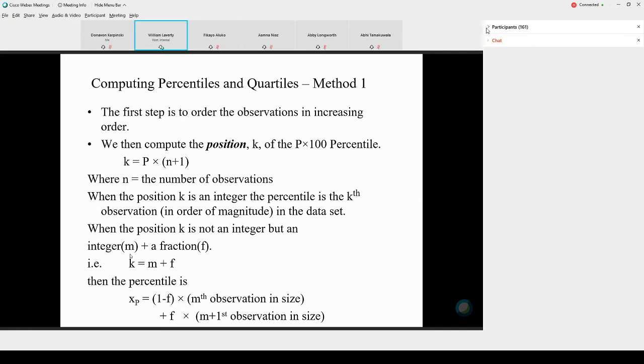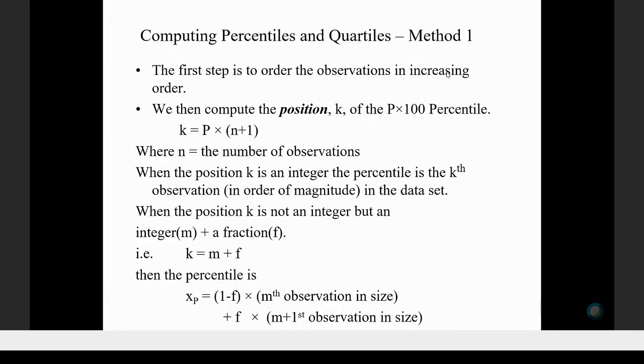If the position is an integer plus a fraction, then it's between the mth observation, that's the integer just below, and the m plus 1 observation, the next one. It's a weighted average. The weight given to it is the fractional part. So if the fractional part is greater than half, the percentile will be closer to the m plus first observation. If the fractional part is less than a half, it'll be closer to the mth observation.